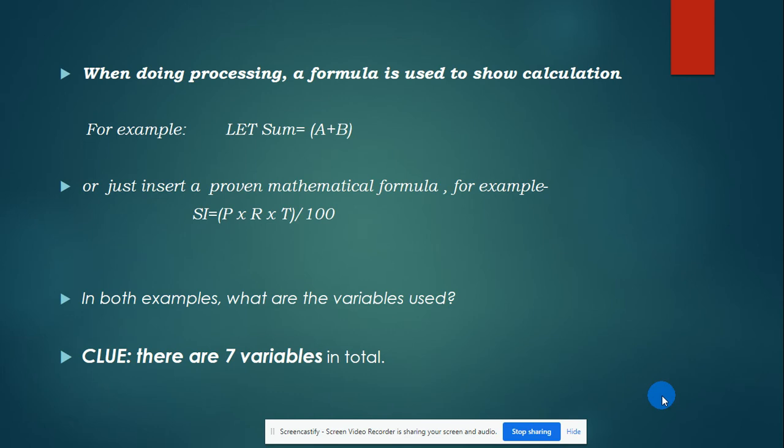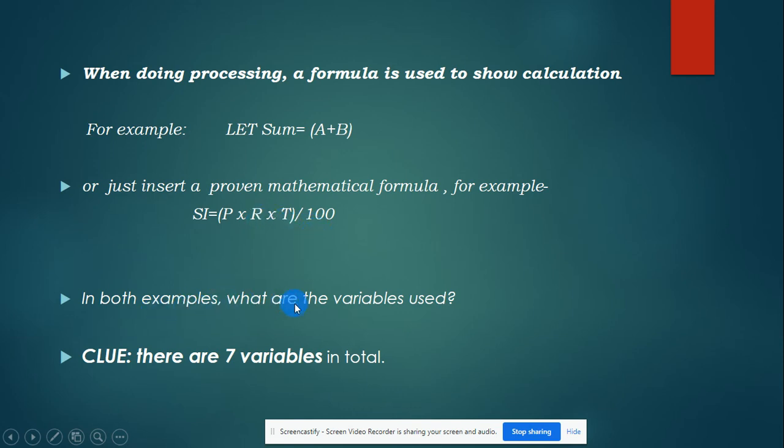Our process part is like this. When doing processing, a formula is used to show calculation. For example, let sum equal a plus b. Another statement shows a formula to calculate simple interest. For example, SI, for simple interest, is equal to (principal times rate times time) divided by 100. Those must be multiplied by each other first. That's why it is in brackets, then divide by 100.